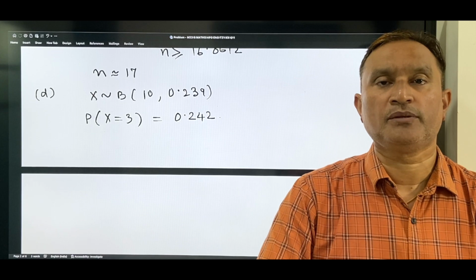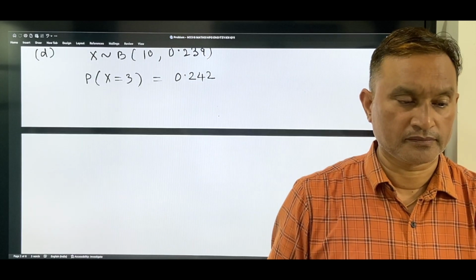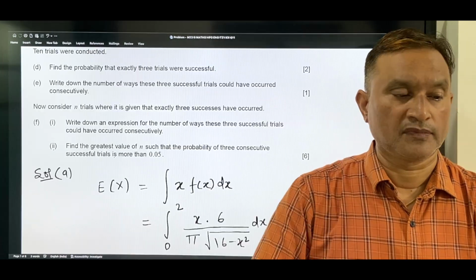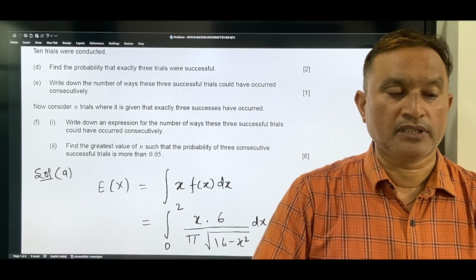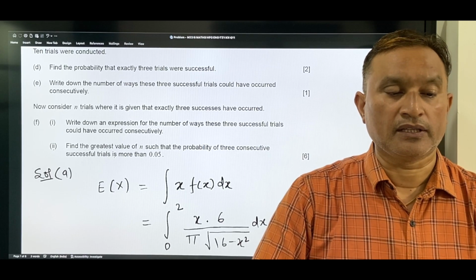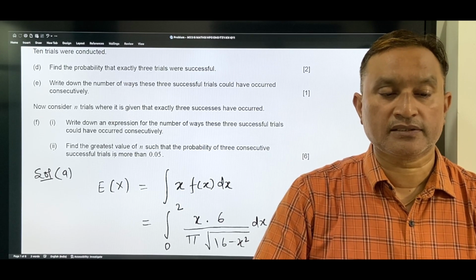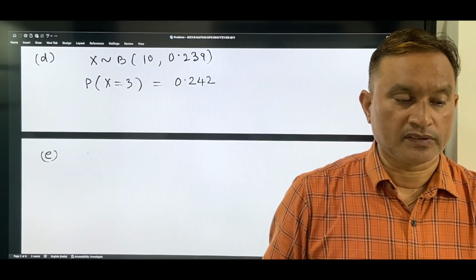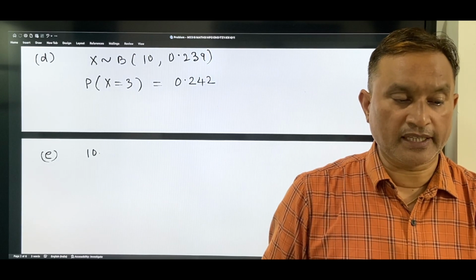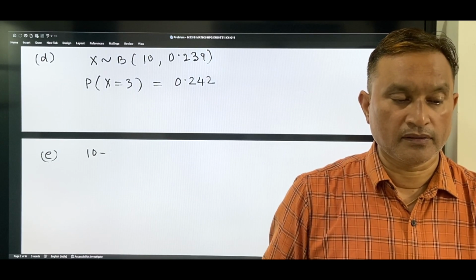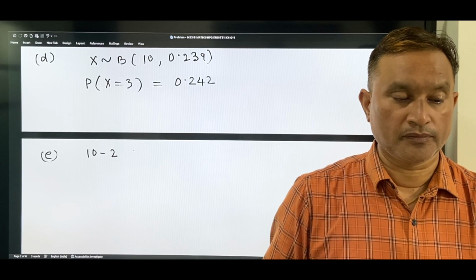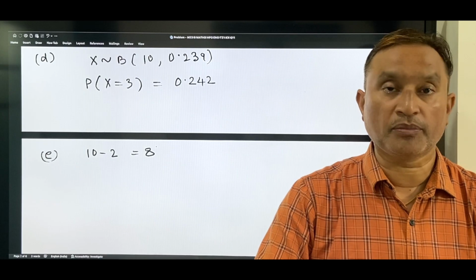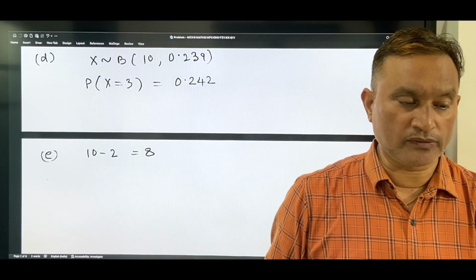Now we will proceed to E part. Now in E part, write down the number of ways these successful trials could have occurred consecutively. So the number of trials 10 minus 2 equals 8. So this is the solution of E part. Now we will proceed to F part here.